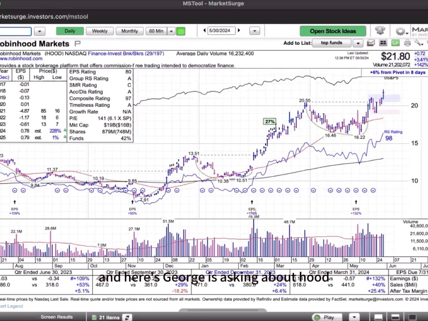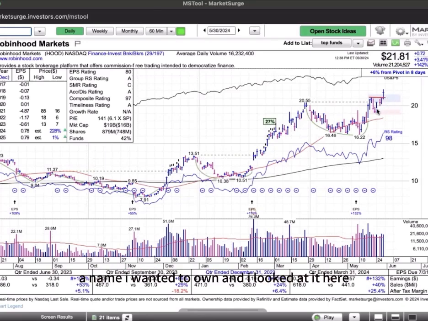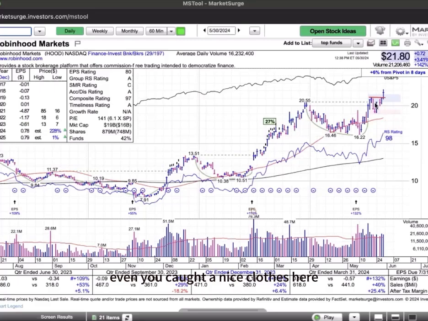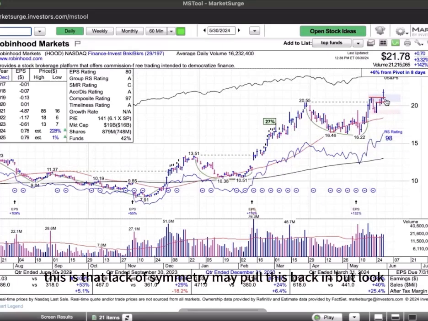Yeah, and George is asking about HOOD. Here's an example of a name with not enough symmetry on the right side, in my opinion, but it's a 98 relative strength name. He's saying he bought today, coming through here. Look, in a better market, I probably would have been buying this myself. This is actually a name I wanted to own, and I looked at it here even. You caught a nice close here. You could have potentially even started the position there. This lack of symmetry may pull it back in, but look, it's not a bad entry.